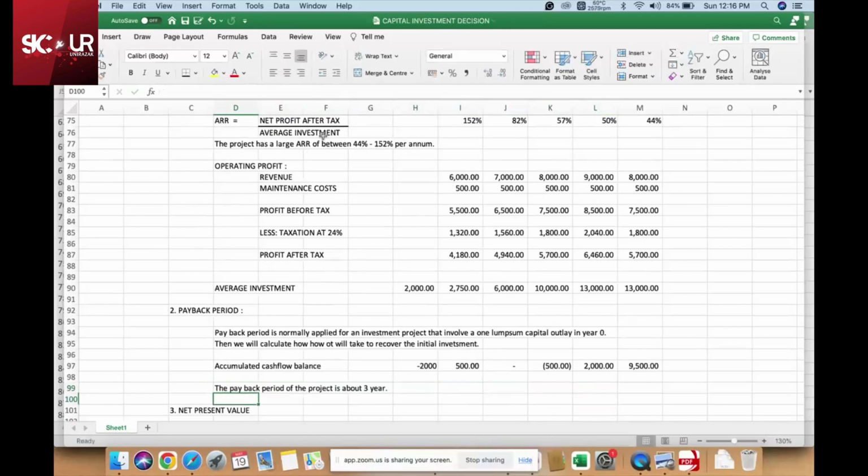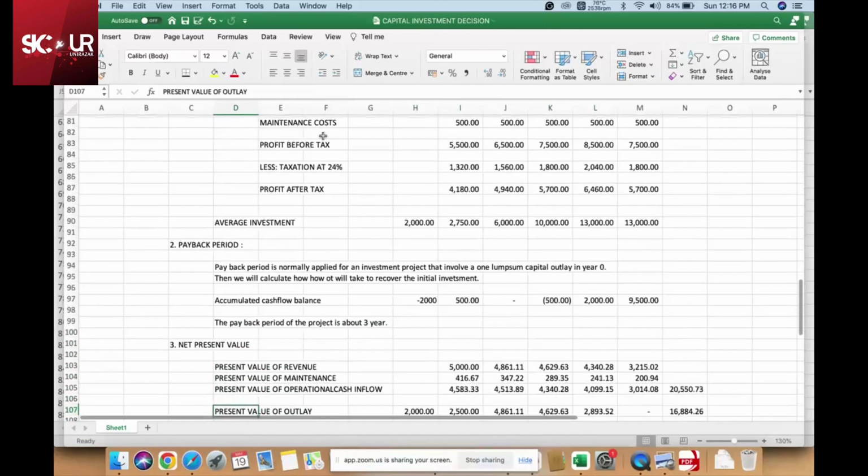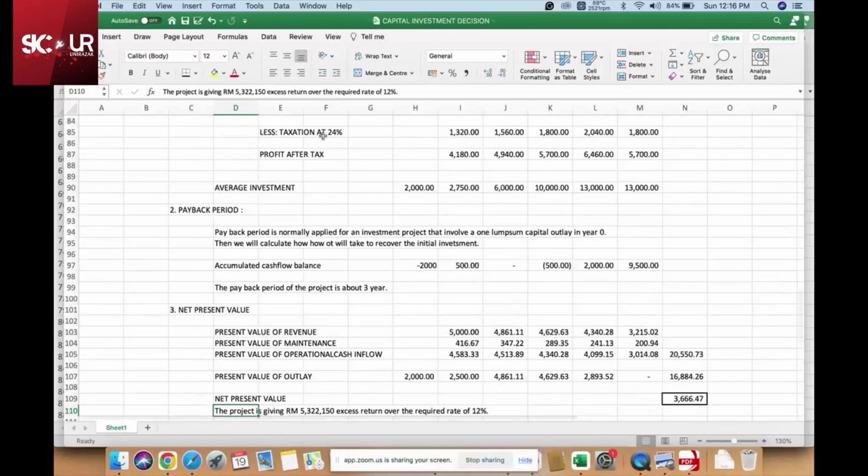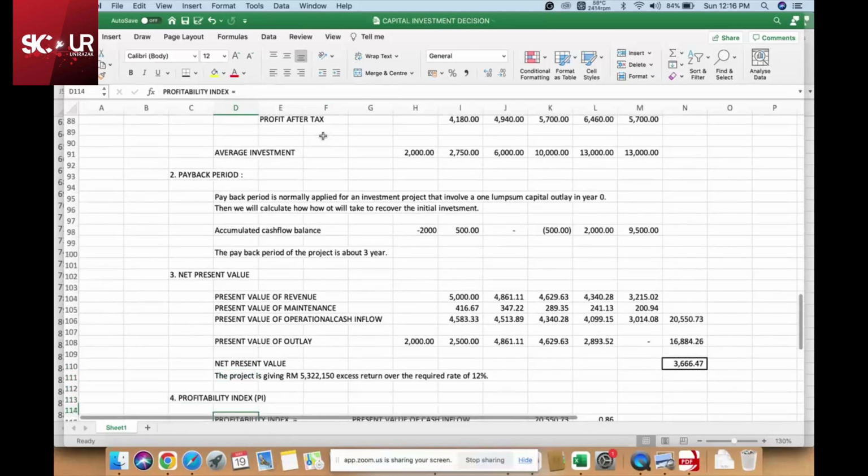Right. Now, next, we will. Sir, for the payback period, we don't need to factor in the discount? No, you don't discount. You just take the nominal figure. Okay. Next is the net present value.